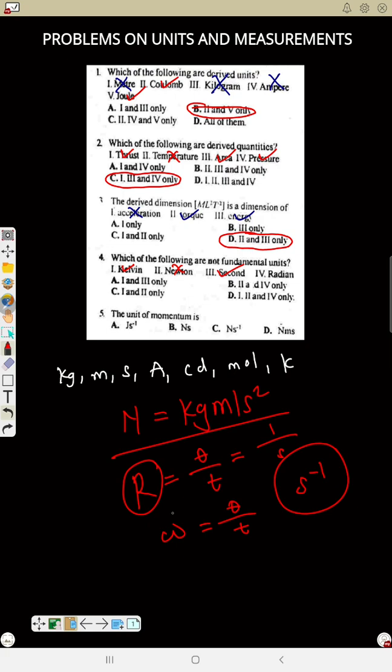So that means we cannot use it here. Radian is not part of the answer. So the ones that are fundamental here are Kelvin and second, so 1 and 3. So the correct answer is A, 1 and 3.